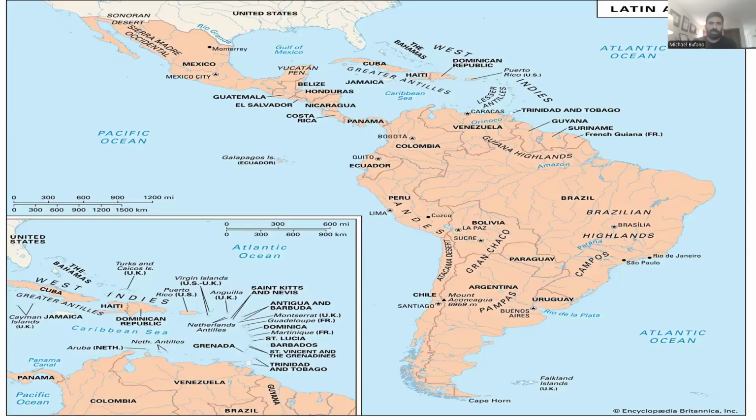All right, so let's get to it. What exactly is Latin America? Well, Latin America consists of countries that were colonized by Latin-speaking countries in Europe, specifically the Spanish, the Portuguese, and the French. And as you can see here, we consider these countries that are south of the United States, colonized by these countries, to be part of Latin America.